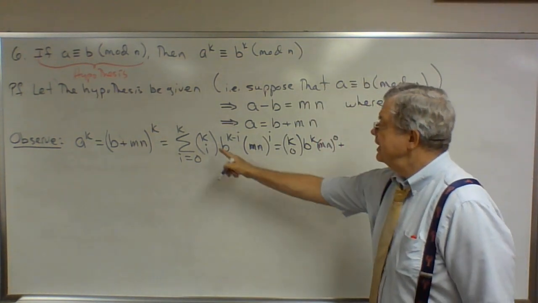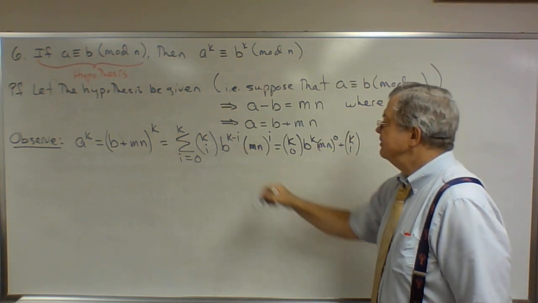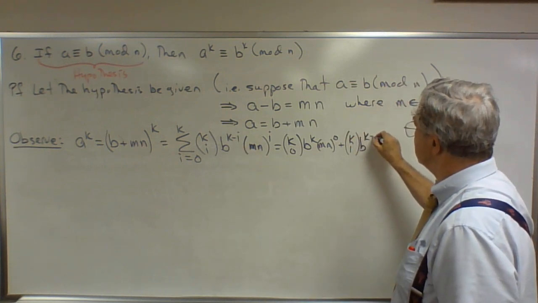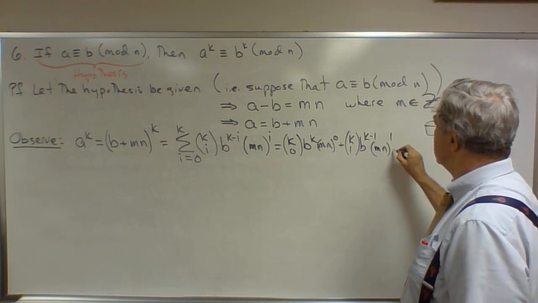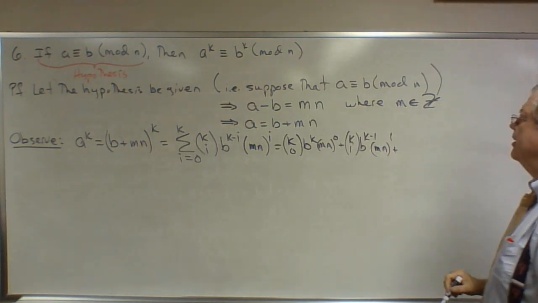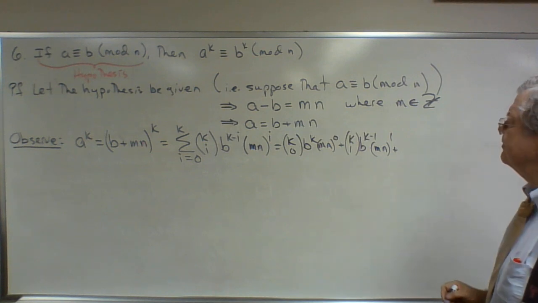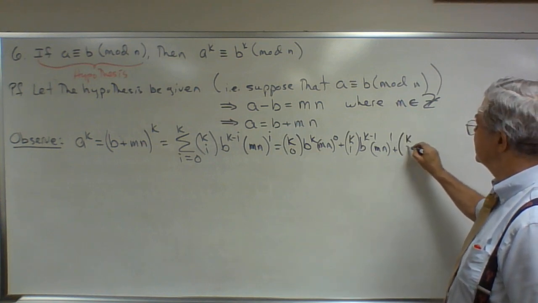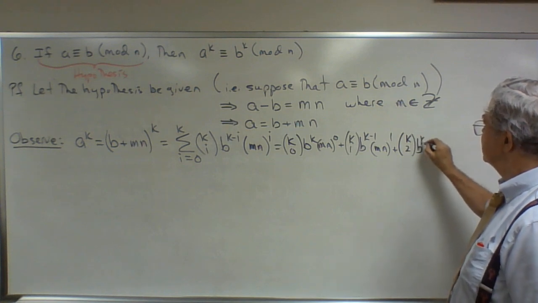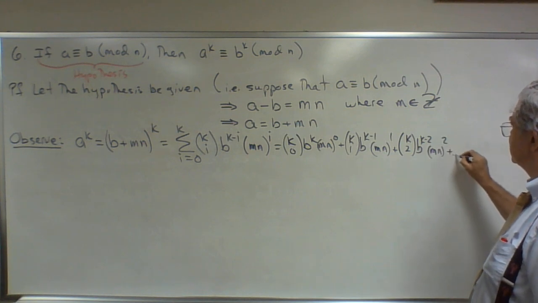When i is 1, we have k choose 1, b to the k minus 1, mn to the first. Okay, do I have room for 3 more terms? Maybe. When i is 2, I have k choose 2, b to the k minus 2, mn squared, plus dot dot dot.